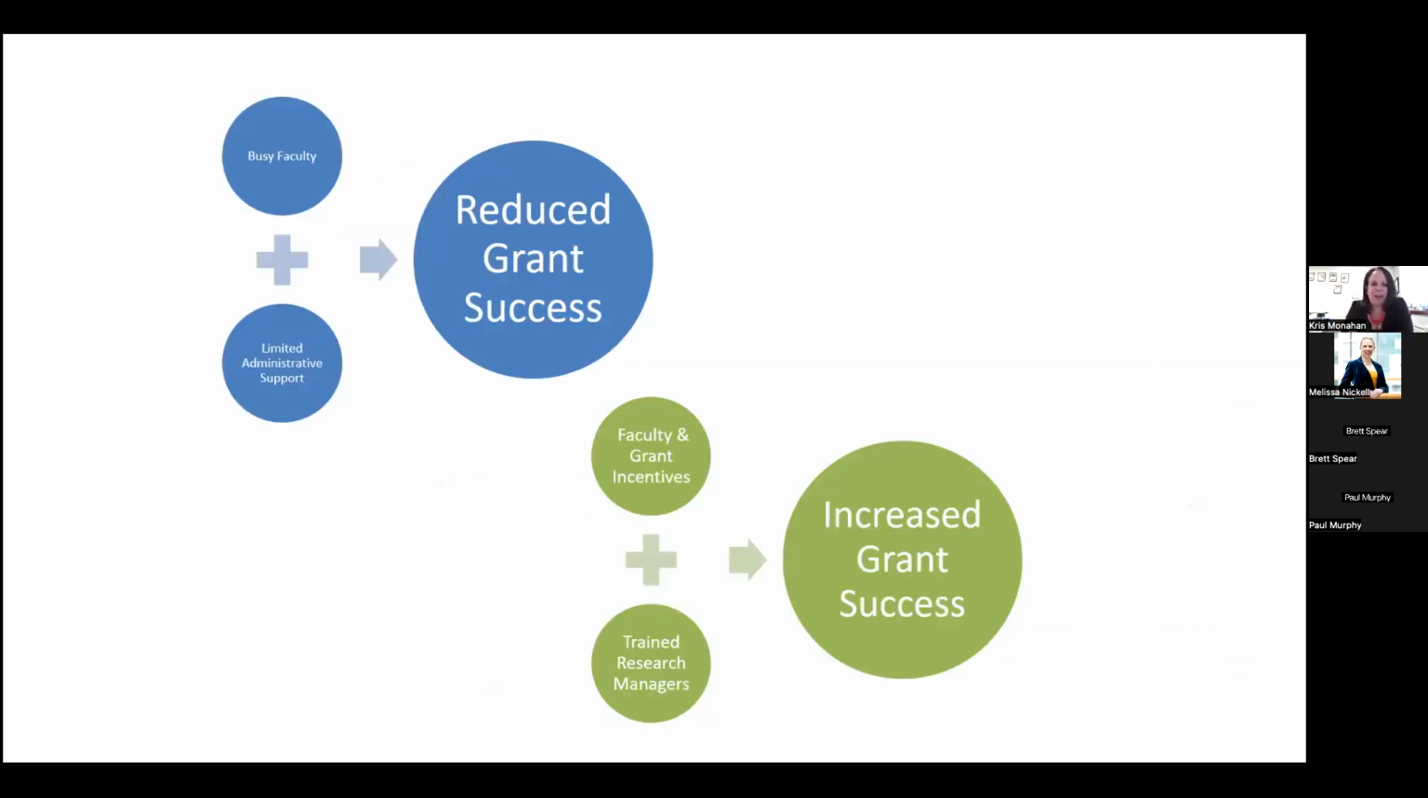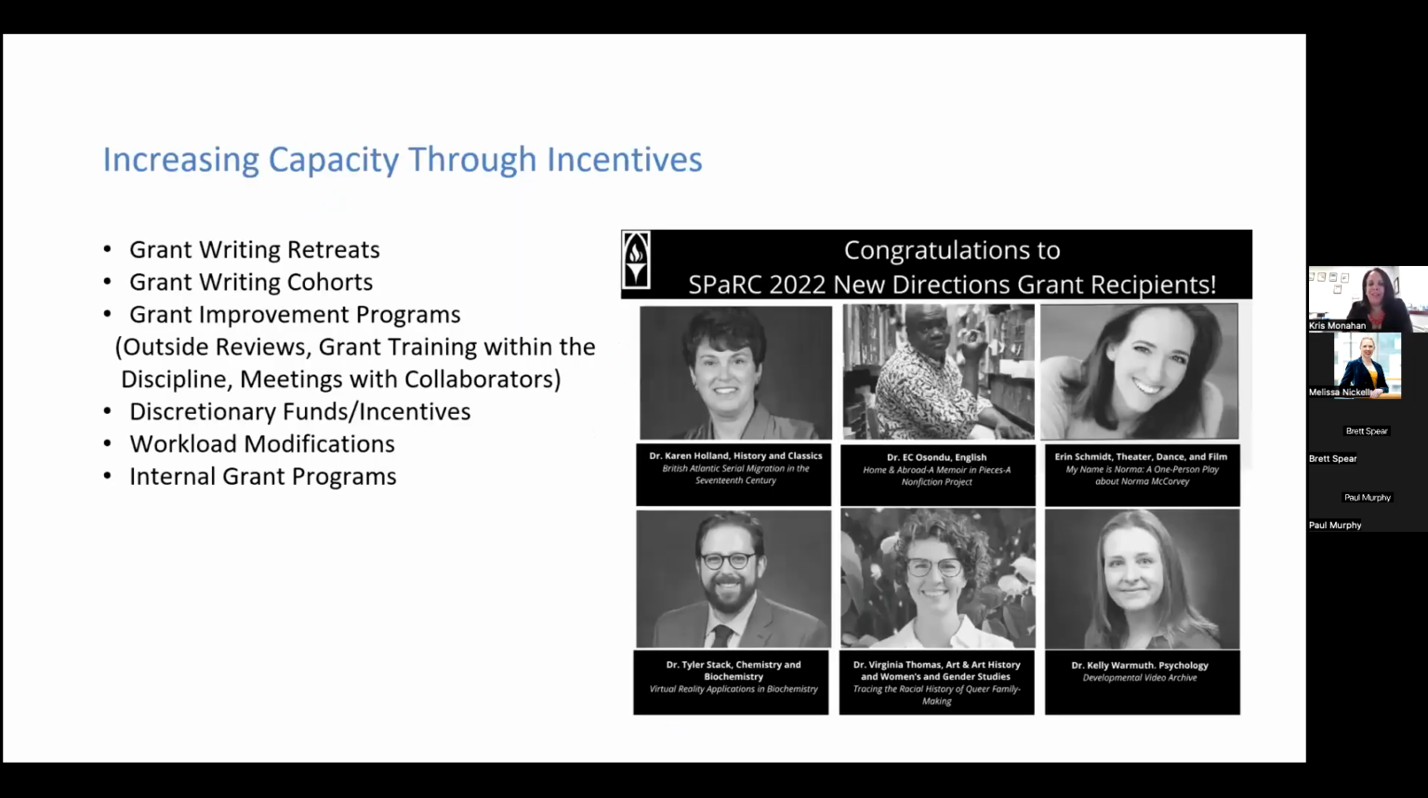This is my little illustration here from looking at all the reviews I've done across the country. I've narrowed down some very complicated things to a very simple image. When you have very busy faculty and you don't give them support, you're not going to hit the grant success that you want, right? But if you provide faculty incentives, provide trained research administrators, trained research managers that can provide the kind of support they need, you are going to see increased grant success.